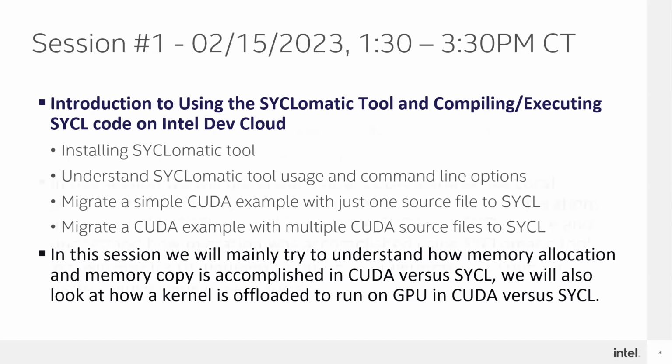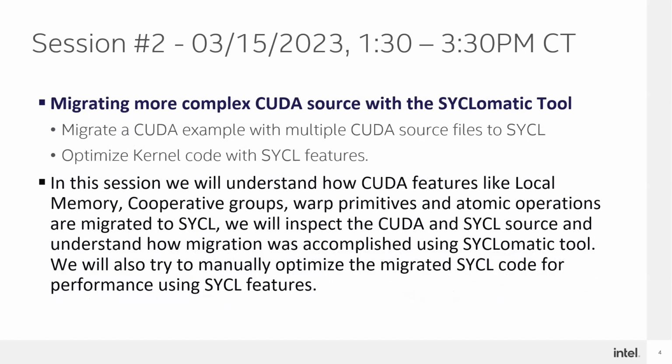And then coming up in the next session, like I mentioned, next month, we will be migrating a more complex CUDA source with the SYCLomatic tool. So in this workshop, you will end up learning more CUDA features like local memory, cooperative groups, work primitives, atomic operations, right? So we will pick a project that has all these CUDA features and then try to migrate it to SYCL using the tool, right? And we'll understand how the features actually map.